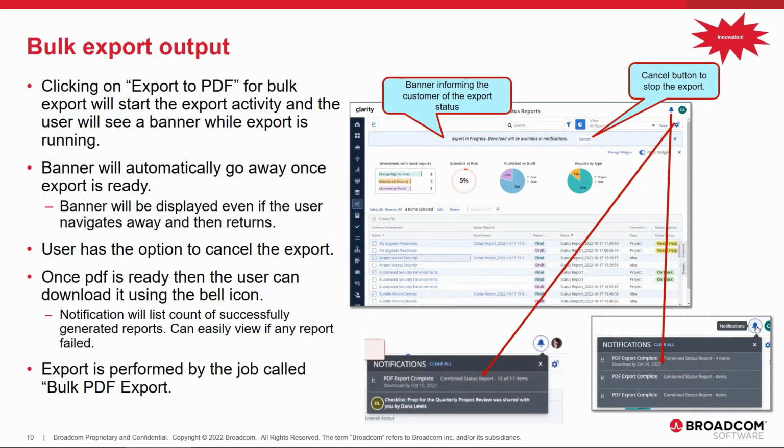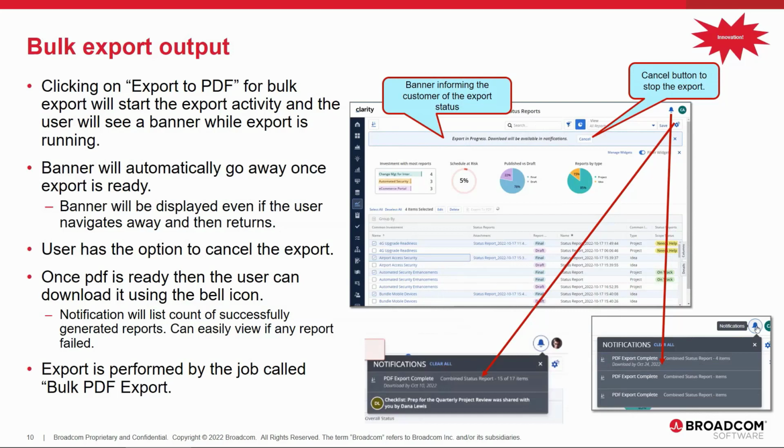Clicking on the export to PDF for bulk export will start the export activity, and the user will see a banner informing them that the export process has started. The user does have the option to stop the export if they choose to do so. The banner will automatically go away once the export is ready. The banner will display even if the user navigates away and returns, so it is user friendly from the perspective of letting them know when the process is actually completed.